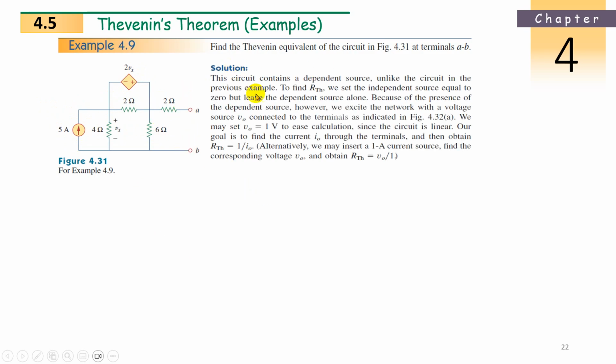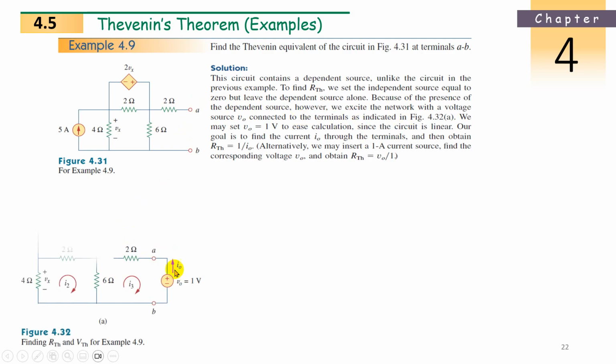This circuit contains a dependent source, unlike the circuit in the previous example. To find RThevenin, we set the independent source equal to 0. How? We have to open circuit that one, but leave the dependent source alone. Because of the presence of the dependent source, 2Vx, we excite the network with a voltage source V0. Now we apply a voltage source V0 connected to the terminals, as shown in the figure.